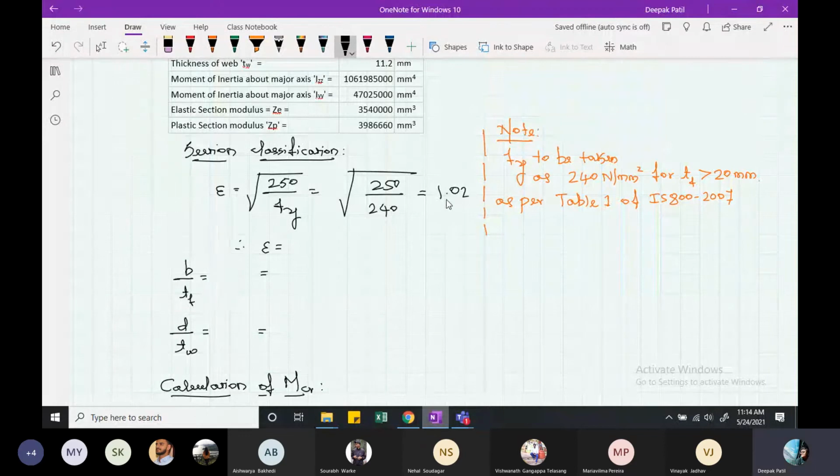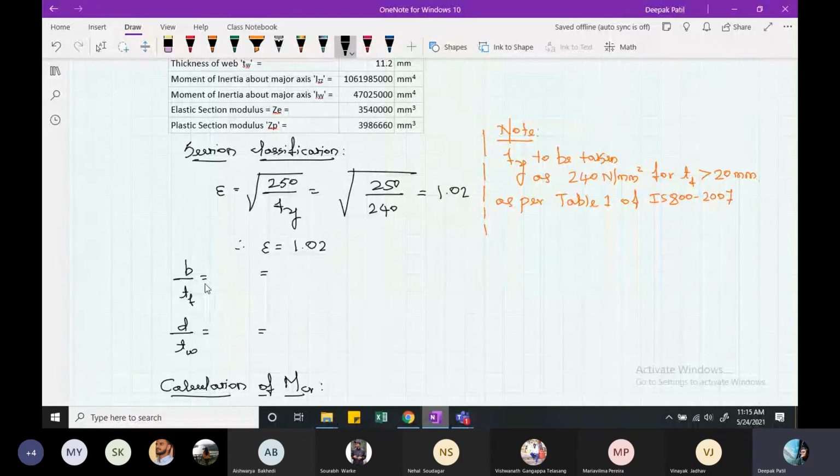And not 1. There will not be much change, but always it is better to go with the procedures or the rules which are given in the IS 800. So epsilon, I'm not getting 1 in this case. Instead, I'm getting 1.02. So now let us check for the width of B by TF.